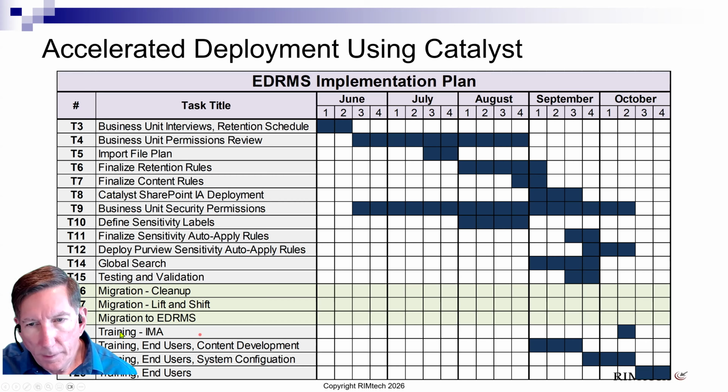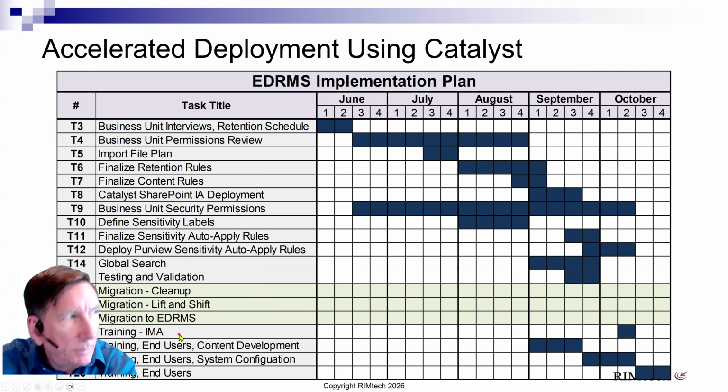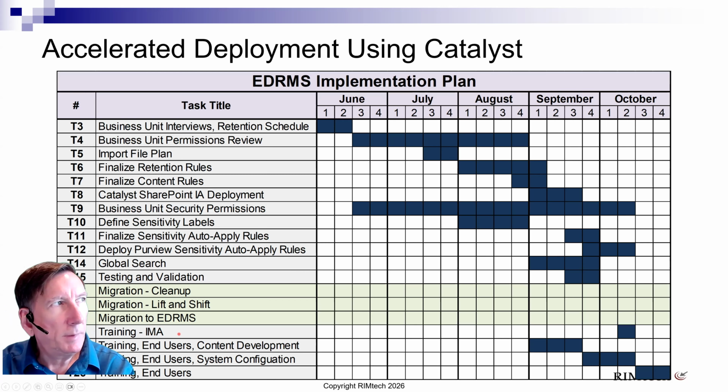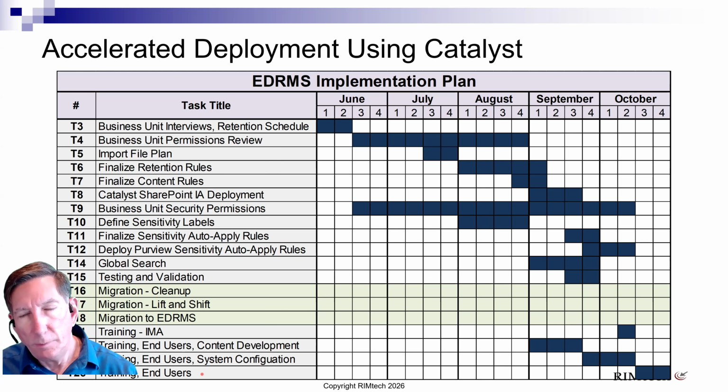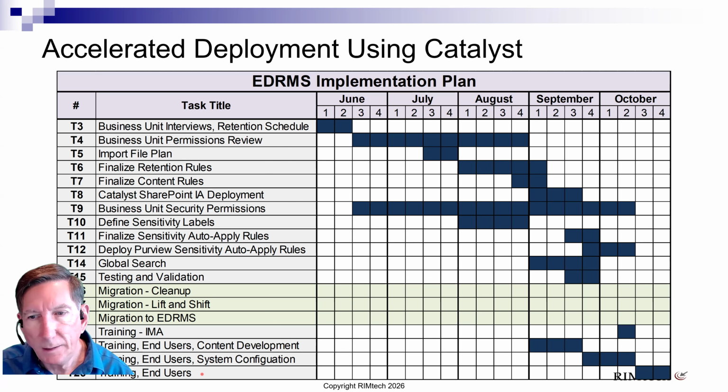And there are 2 types of training. One is the IMA. That's an Information Management Administrator. That's for people who represent the records people in each department, and they do 6 predetermined duties to keep an EDRMS healthy. Of course, you have to train your end users, and then you're done. So that's the detail level of the 6 steps that you're going to go through in order to deploy any EDRMS.